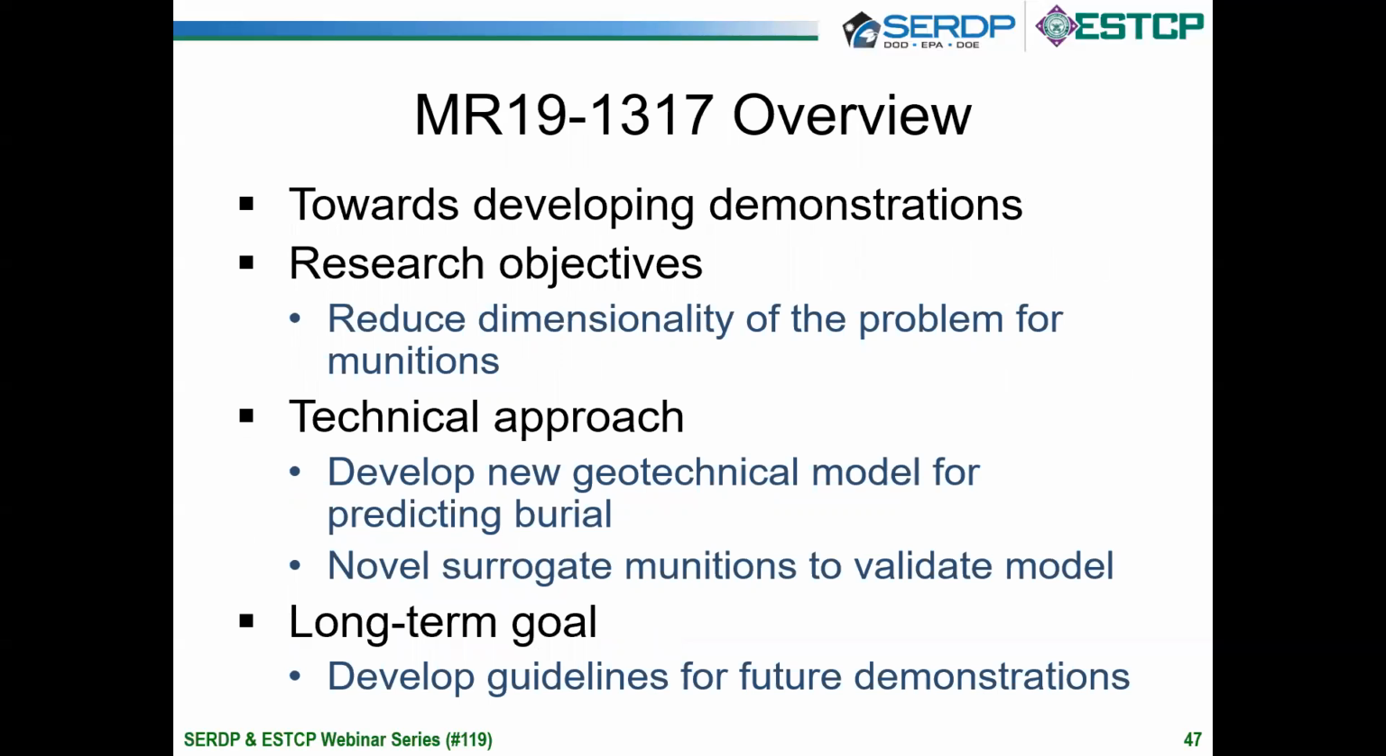So the overview of our ongoing project: the real objective for us from the science side is to try to reduce the dimensionality of the problem when it comes to the munitions. I tried to make the case during the first half of this webinar that density and caliber of munitions are likely to be the most dominant characteristics you need to know to make a good faith assessment of what the final fate of your munitions is likely to be.